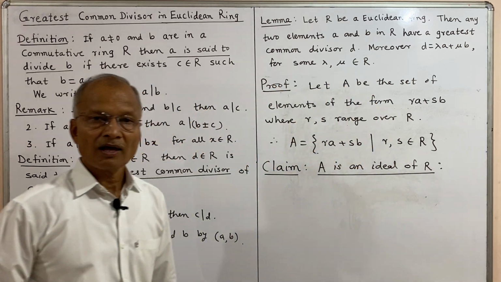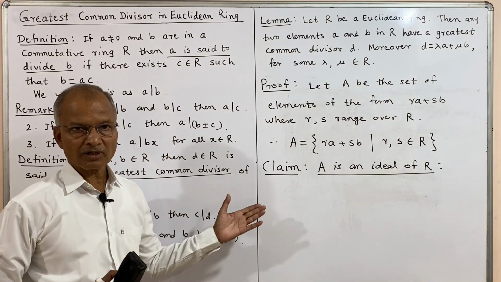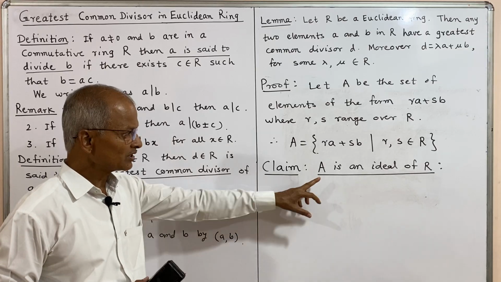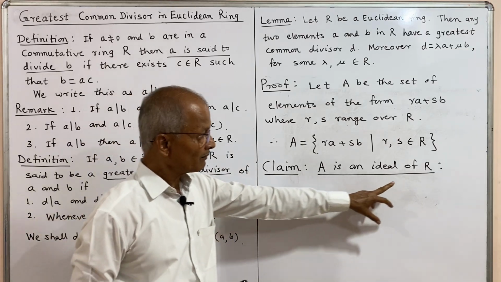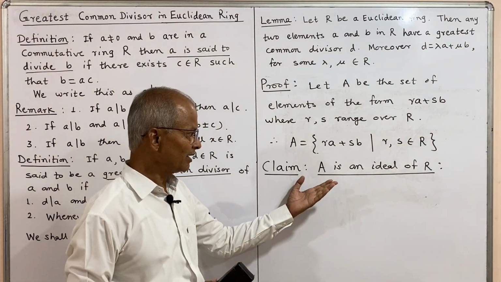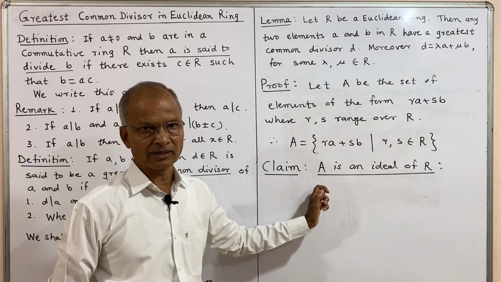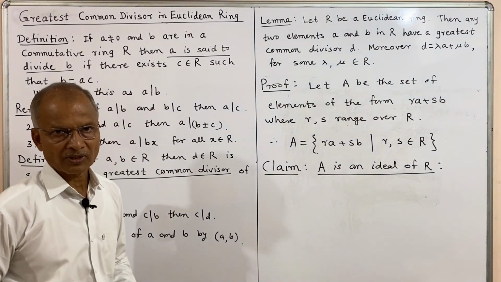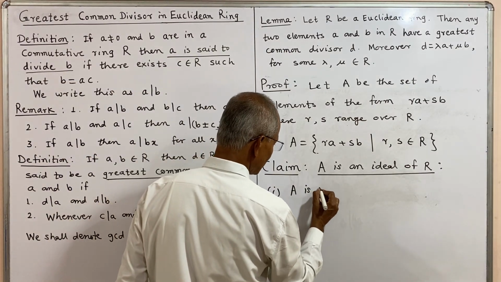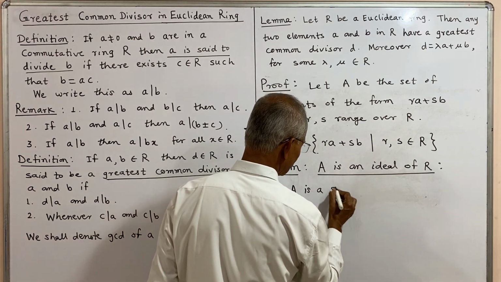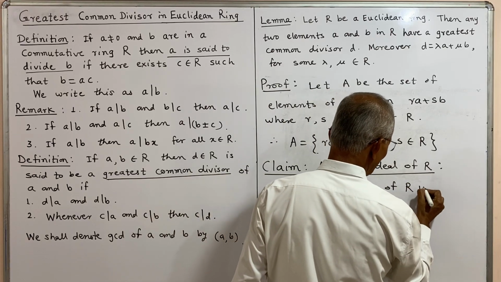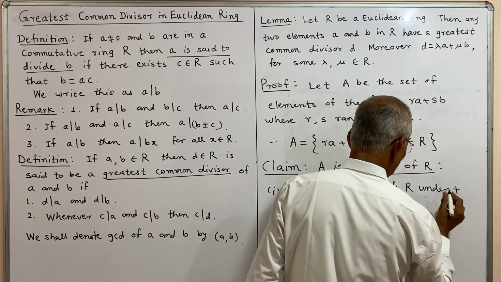A is an ideal of R. Now we know earlier the definition of an ideal of a ring. There are two conditions. First, A must be a subgroup of R under addition, and second, let U belong to R and any element X belong to A, then their product is again in A. These are the conditions for an ideal. So first, A is a subgroup of R under addition. This we shall prove.